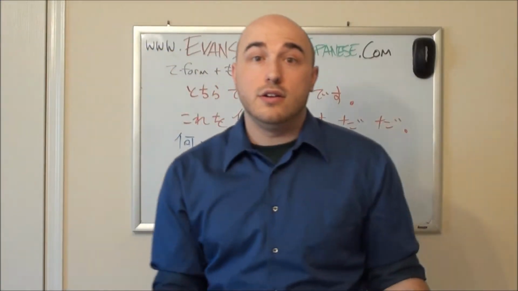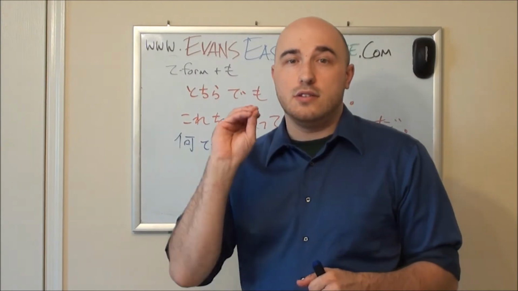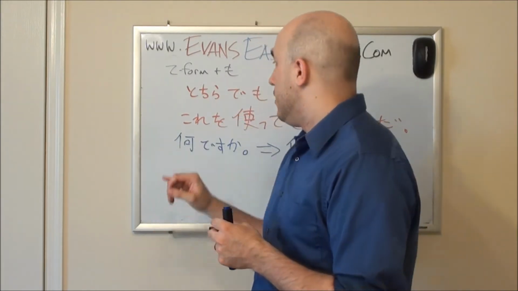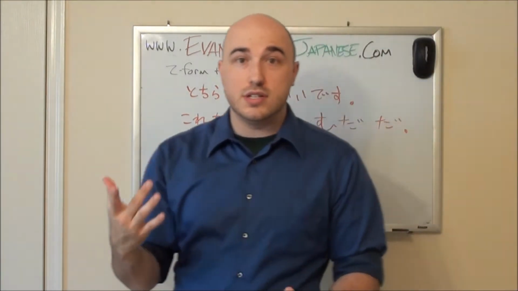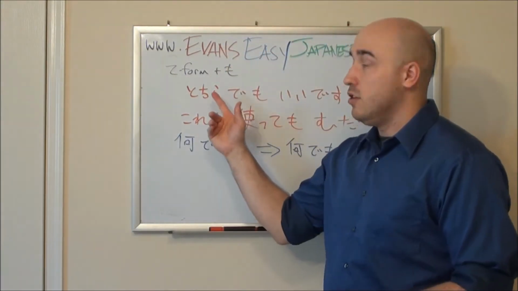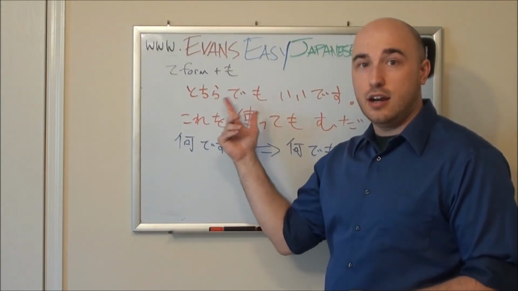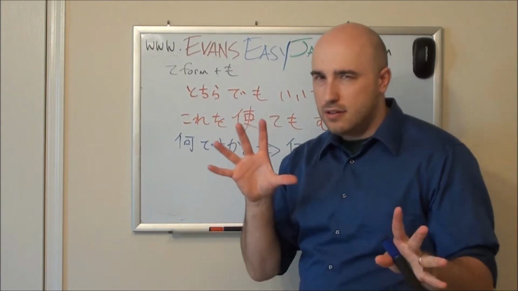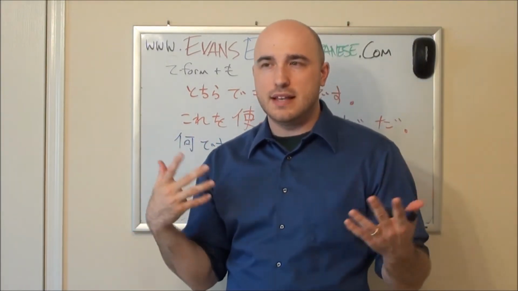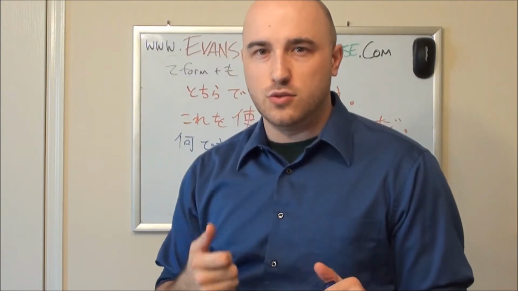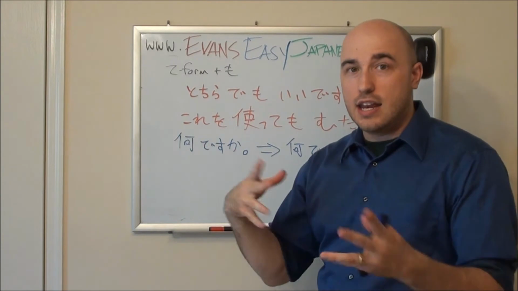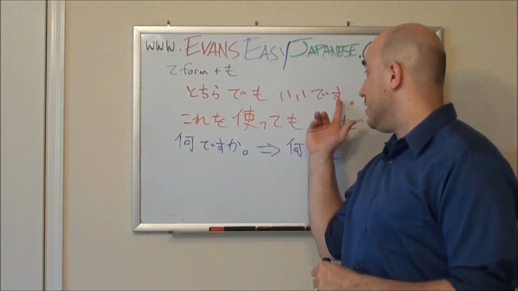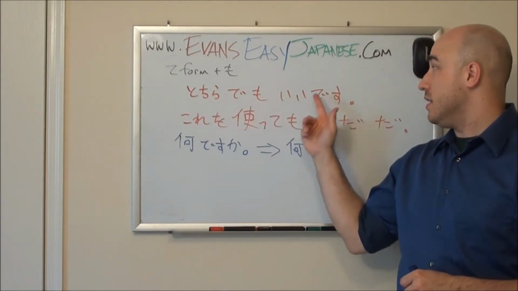Boom. Okay, here are a few examples. And you're gonna have to take a second to think about it. So here we have the first one. Dochira demo ii desu. Whichever. Dochira means sort of, which. And then if we add de, which is mo, any of the which is's, which basically could in English translate to whichever, any of them, any of the selected things is okay. Dochira demo ii desu.